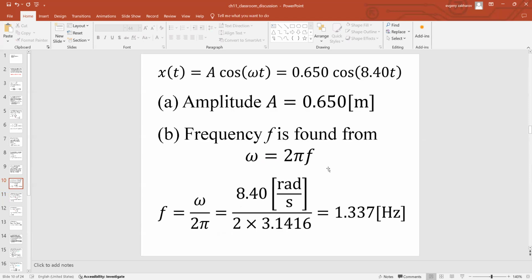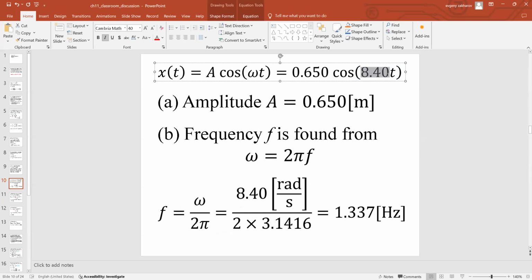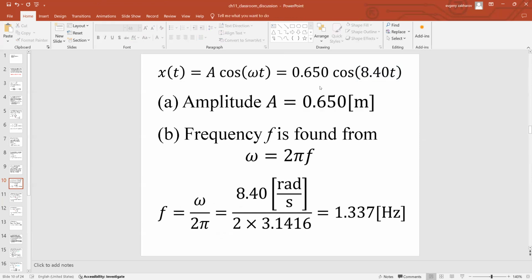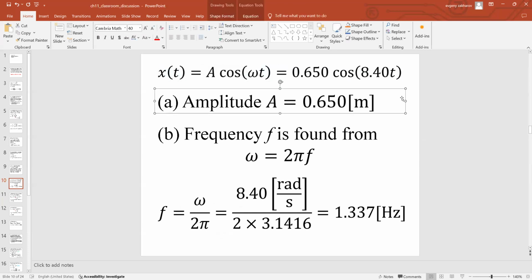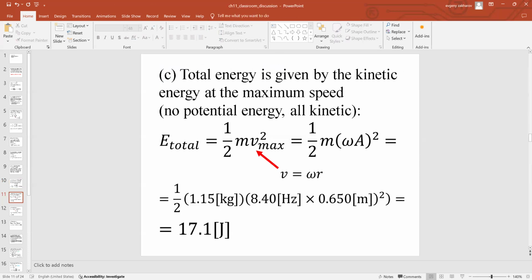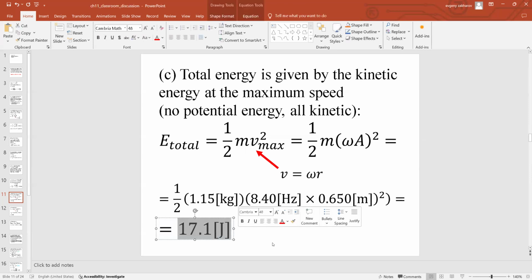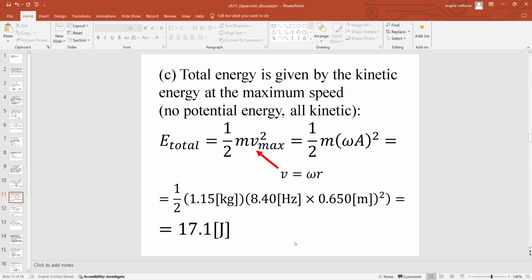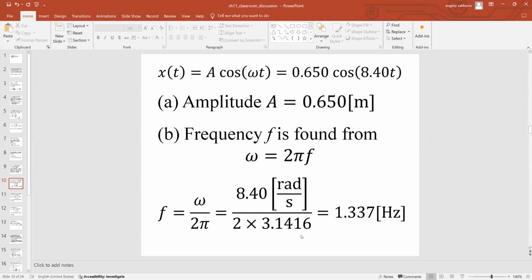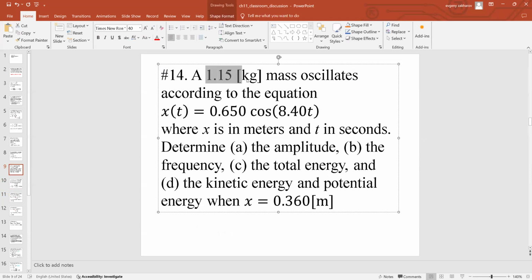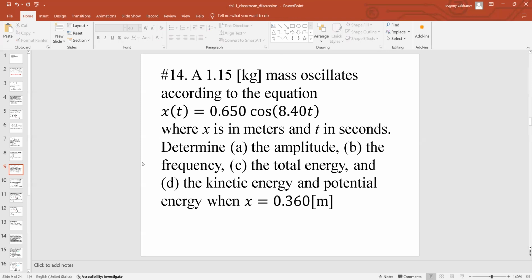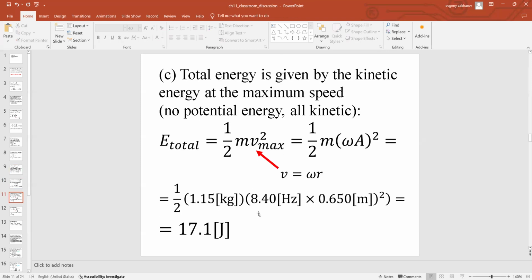And that's it, because you have the omega. Omega is right here, it's given. And a is also given. You can take both values from the given equation and use it to do the calculation for energy. The total energy is 17.1 joules. Yeah, makes sense. It's not too much. Definitely what you expect for a small mass of 1 kilogram oscillating back and forth. So 17 joules, that's the total energy.